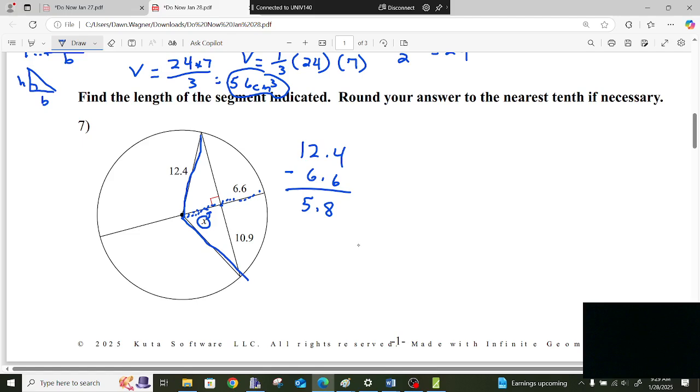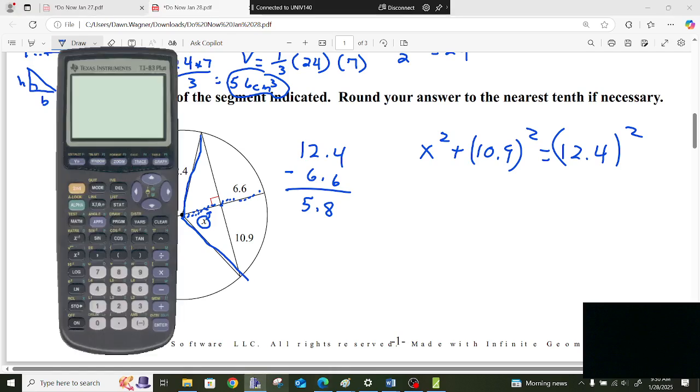Now, you could have done this a different way. You could have used the Pythagorean theorem. That would have been a lot harder, but you could do it, and you still should get 5.8 if drawn accurately. Does that make sense? This is 10.9, and then you have a right triangle. I could have done x squared plus 10.9 squared equals 12.4 squared, right? And then you just subtract those squares and take the square root. Did we get the same answer?